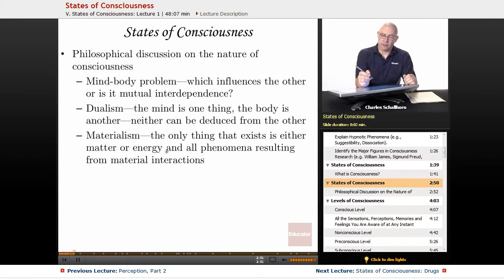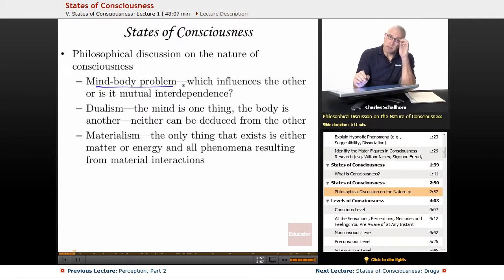Now there's the philosophical discussion that includes the mind-body problem. Does the mind influence the body? Does the body influence the mind? If so, to what extent do they influence each other? And or is there some sort of a mutual interdependence? This goes back all the way to the ancient Greeks and beyond into the Upanishads, into ancient India.